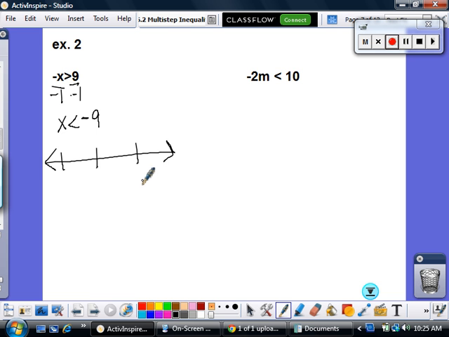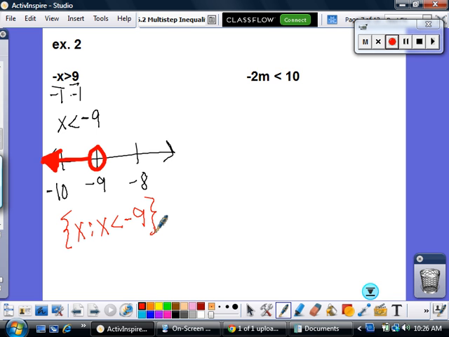And remember, the negatives go the other direction. This one is open at -9. It's less than, so it goes this way. This will be the set of x's such that x is less than -9.